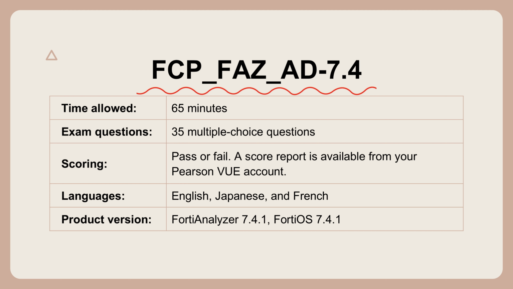Exactly. Whether someone is actively preparing for the FCP FAZ 7.4 certification, or just trying to get a better strategic understanding of how security analytics work within their organization, or even just curious about how their digital ecosystems are being monitored and protected. We're going to unpack some of the essentials today and explore those core concepts and functionalities that your sources highlighted. I like to think of it as our personalized strategy session for anybody listening.